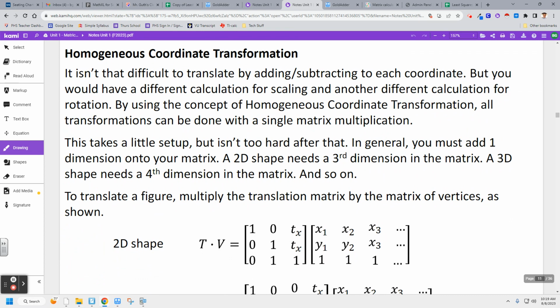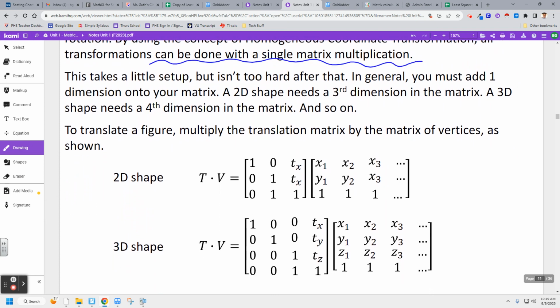Homogeneous coordinate transformation. It isn't that difficult to translate by adding, subtracting to each coordinate, but you'd have a different calculation for scaling and another different calculation for rotation. By using the concept of homogeneous coordinate transformation, all transformations can be done with a single matrix multiplication. Right? That's kind of huge, because we don't have to worry about adding or subtracting or whatever. Everything can be done with matrix multiplication. It takes a little setup, but isn't too hard after that.